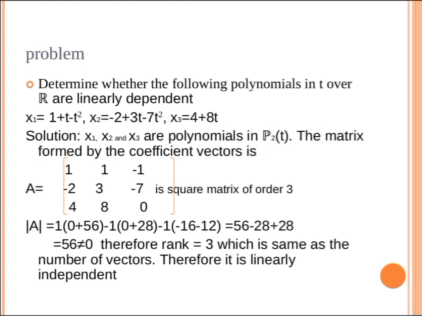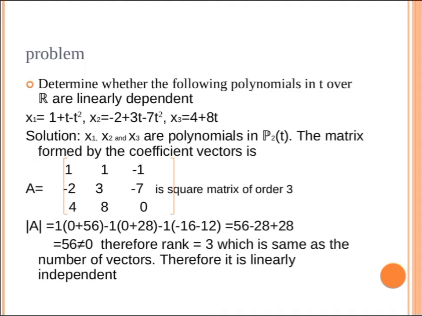Then we have the problem, determine whether the following polynomials in t over R are linearly dependent. x1 is equal to 1 plus t minus t square, x2 is equal to minus 2 plus 3t minus 7t square, x3 is equal to 4 plus 8t. And the solution: x1, x2 and x3 are polynomials in P2(t). The matrix formed by the coefficient vectors is [1 1 -1; -2 3 -7; 4 8 0].